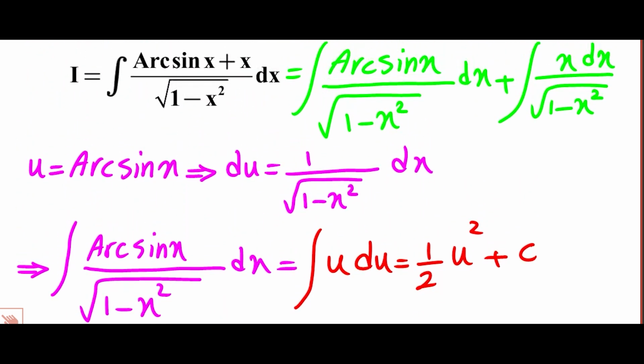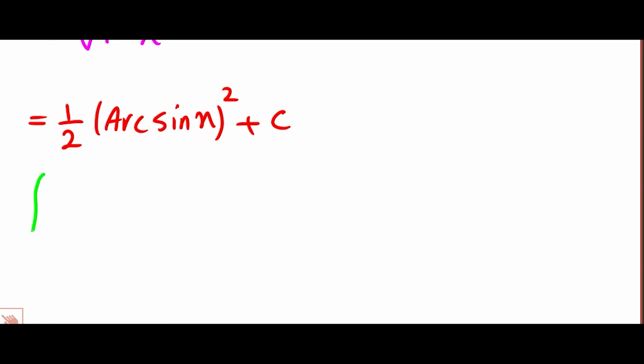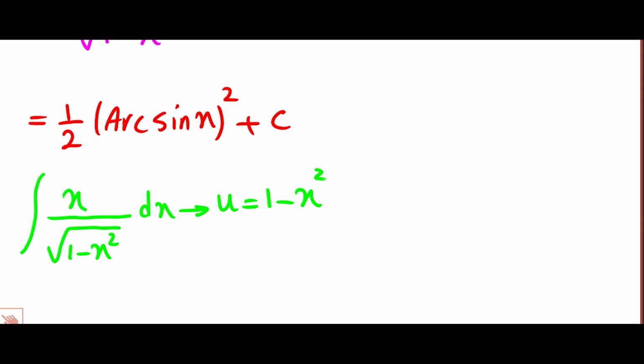Now let's move to the integral of x over the square root of 1 minus x squared dx. So let u be 1 minus x squared, so du equals negative 2x dx. Since we only have x dx in the numerator, we just need to move that negative 2 over. So all we need to do is multiply and divide this integral by negative 2, right?